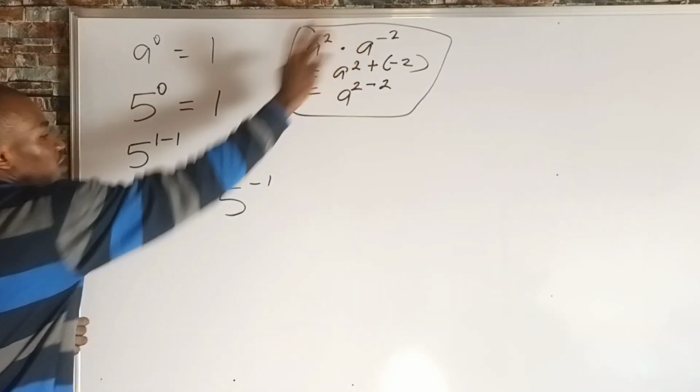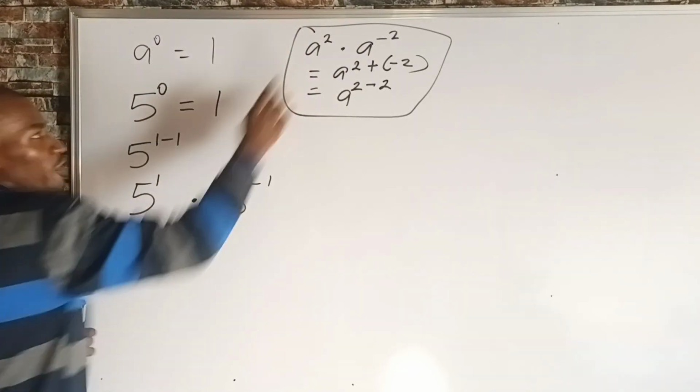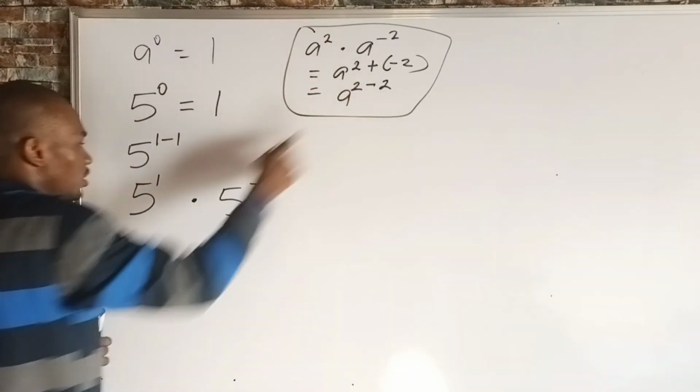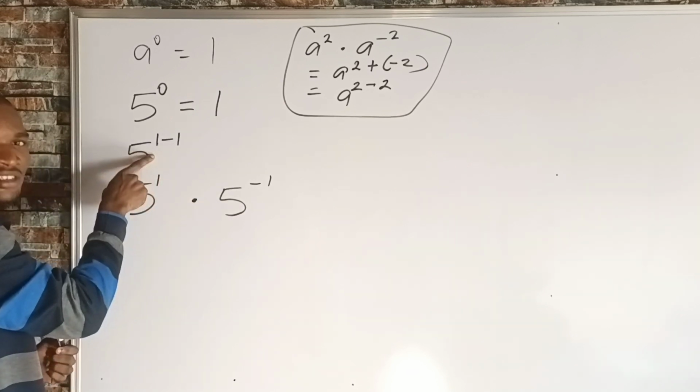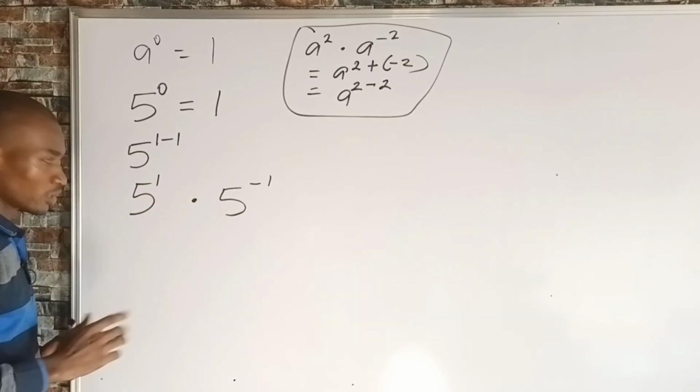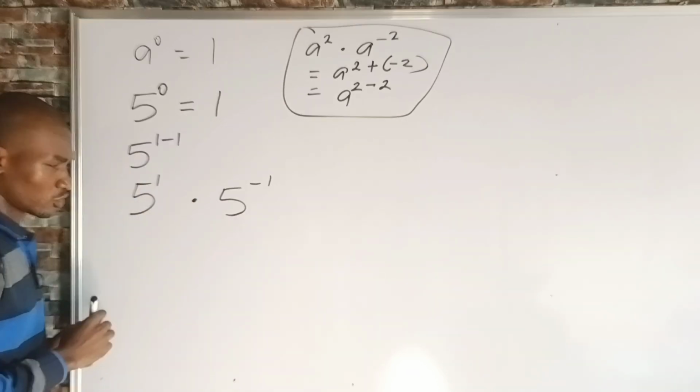This is the same thing as this, okay? So if I multiply out, I would get this, okay? So that is how the law came about. Let's go ahead to solve.